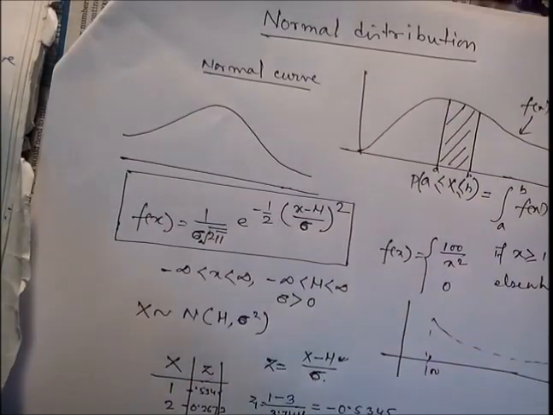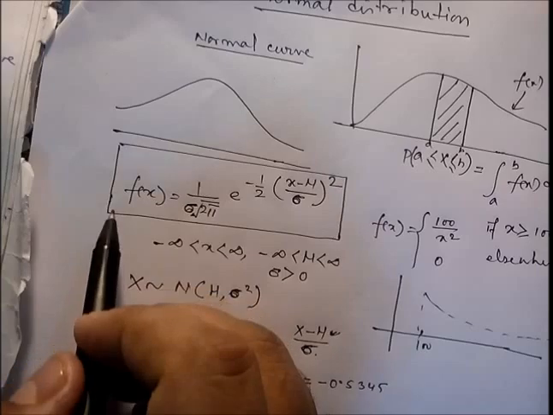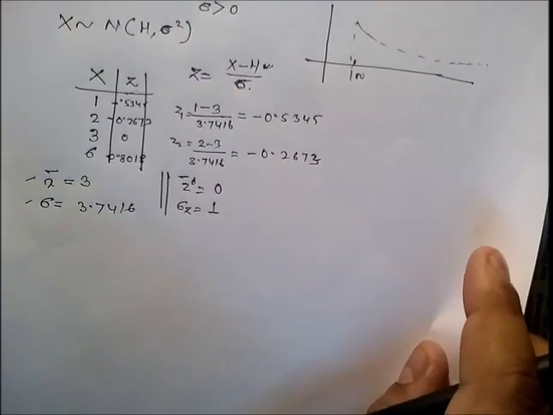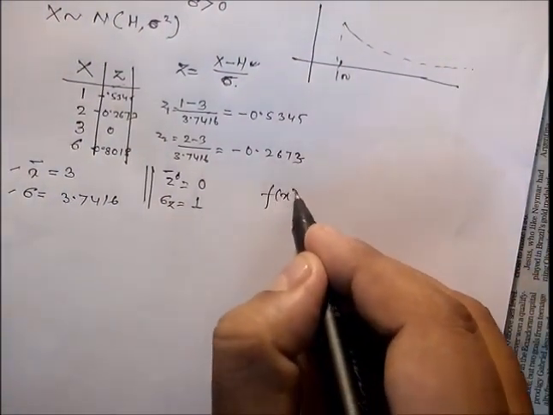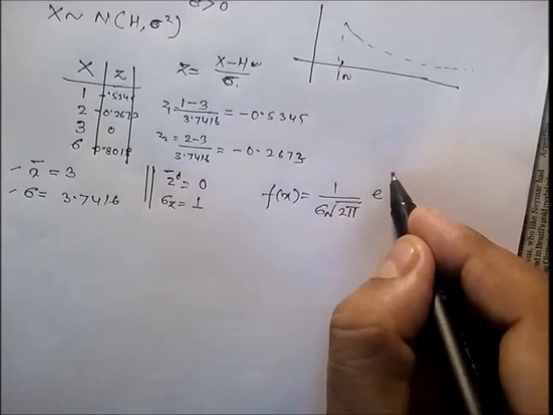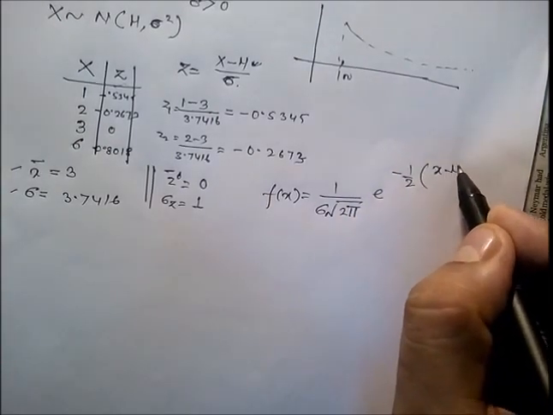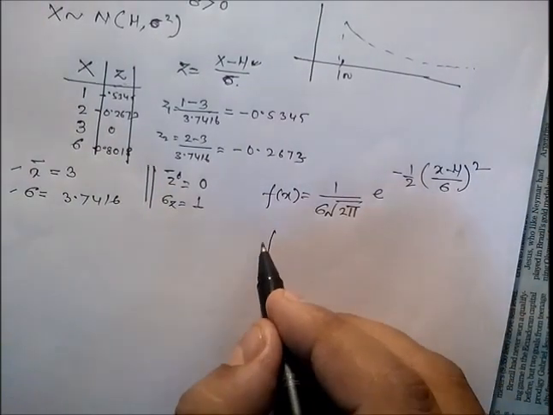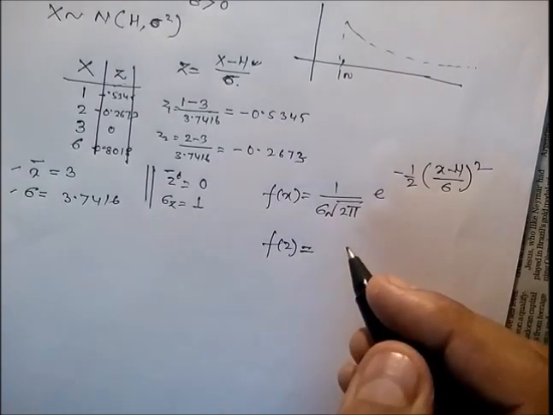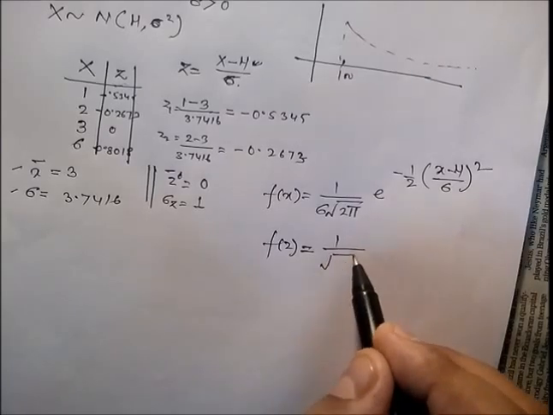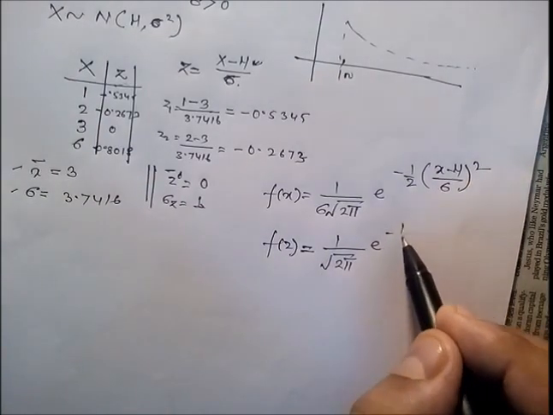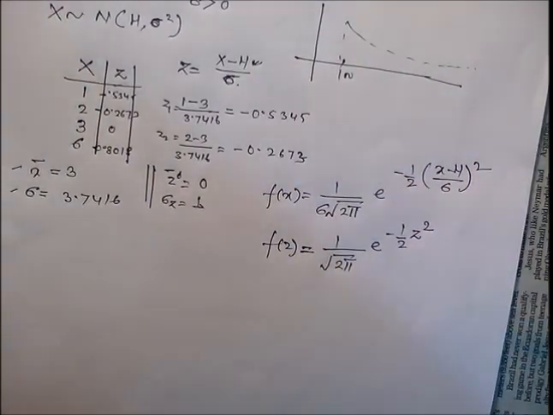Now, if the variable is x, the probability density function for the normal curve will be like this: e to the power minus 1 by 2 ((x minus mu) by sigma) square. If it is z, the standard normal form, then the probability density function is 1 by square root of 2 pi, because here sigma is 1, e to the power minus 1 by 2 z square.